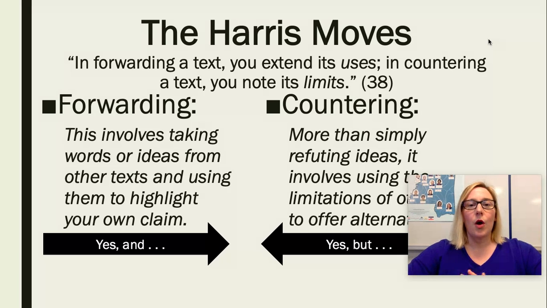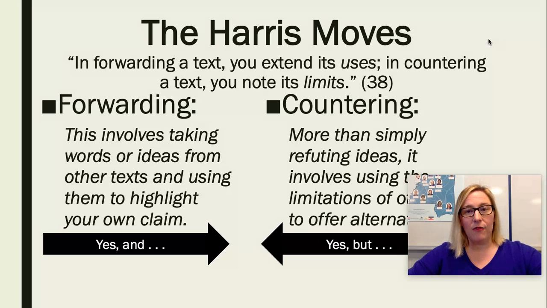And so what you should have seen in the professional reading is that Harris divides the moves into two main categories: forwarding and countering. I like this quotation. He says, in forwarding a text, you extend its uses. In countering a text, you note its limits. So basically, when we teach our students to use source material, we can teach them to forward a text. That means they take ideas or words from a text and use them to support or highlight their own ideas.